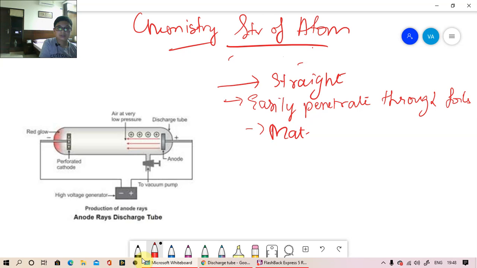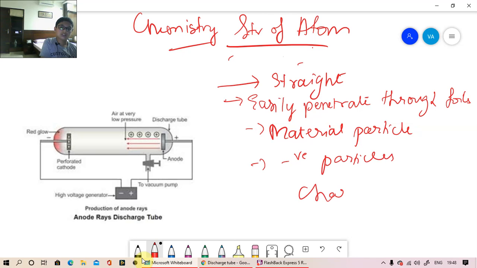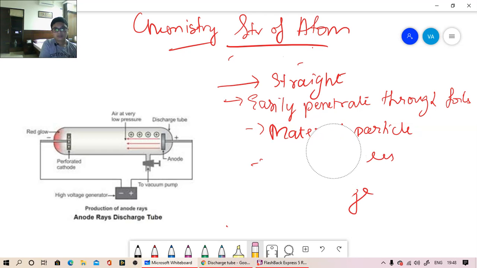Material particles were present. This was proved by keeping a paddle wheel in front of cathode rays. When cathode rays were emitted towards it, the paddle wheel started moving. Okay, and cathode rays consist of negatively charged particles. Negative charge, therefore it's represented as e minus. These were the characteristics and the discovery of electrons.